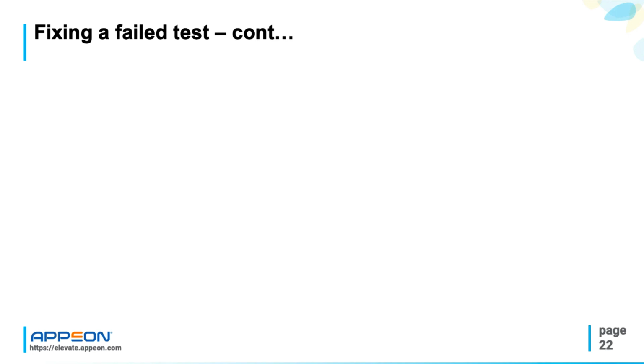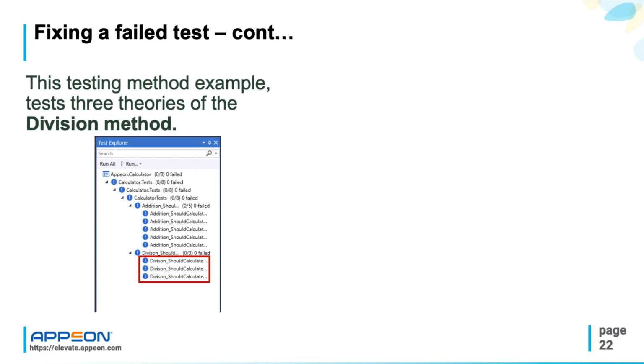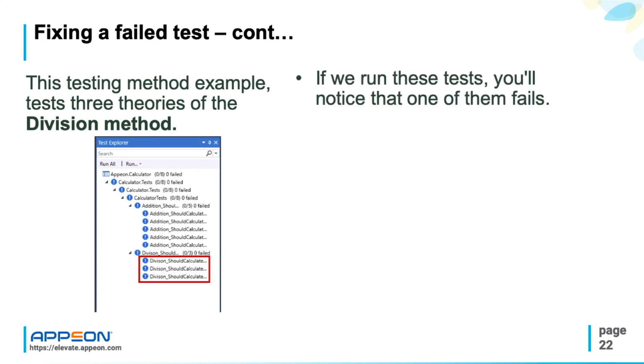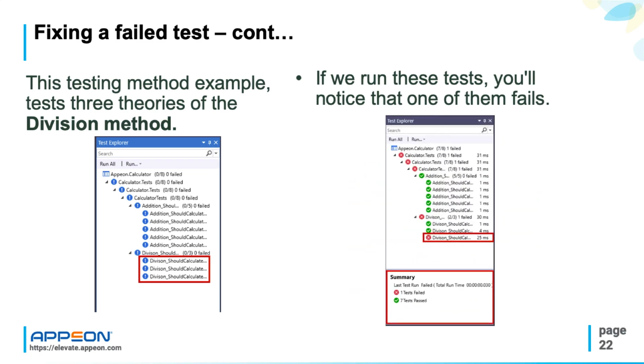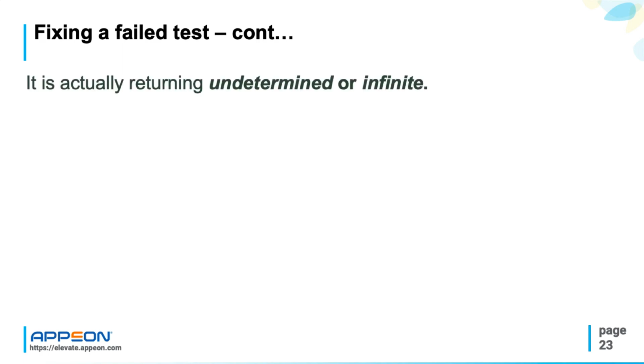If we do a build to our solution, press F6, you will notice that now each one of the inline data attributes we added have become tests in our Explorer window. We can now click on Run All again to run all our tests. You'll notice that one of them fails. But this is actually useful information because it is telling us that our method is not prepared to divide by 0 and return a 0. It is actually returning undetermined or infinite.